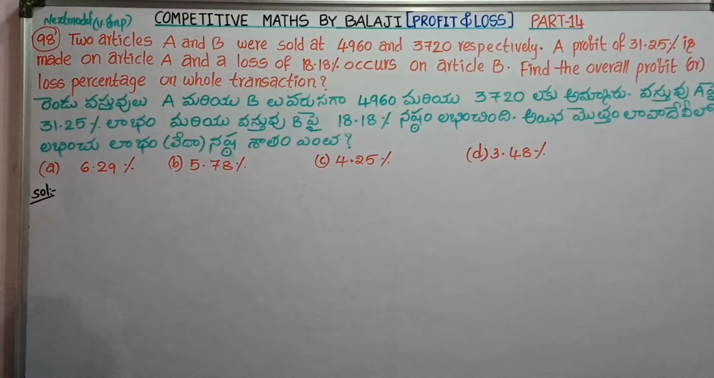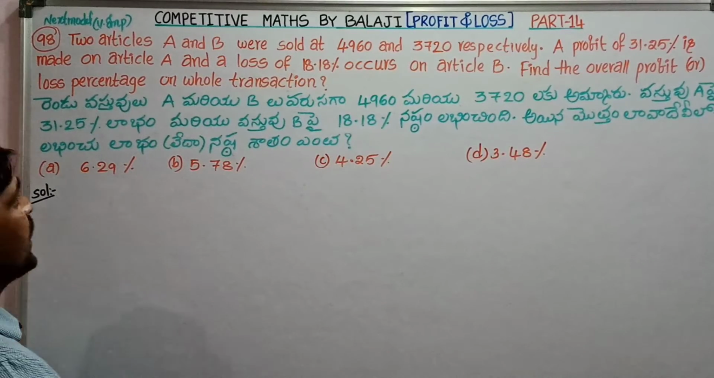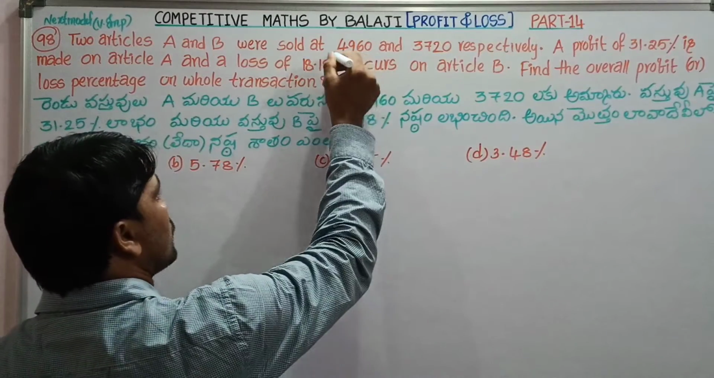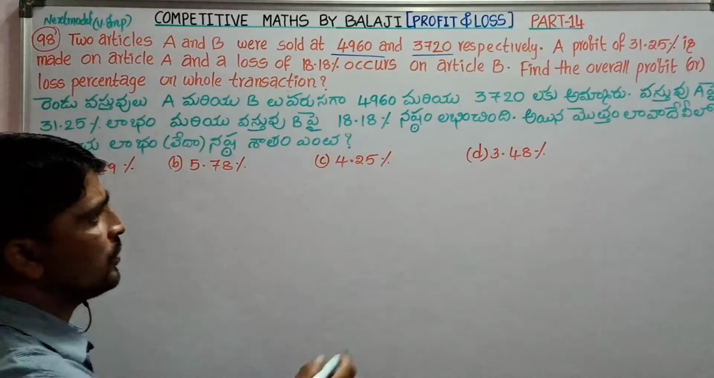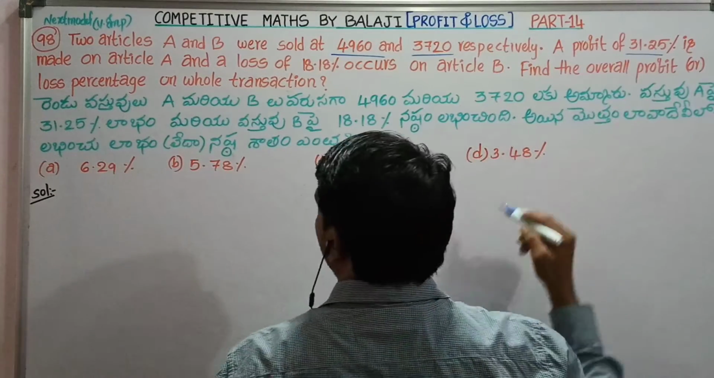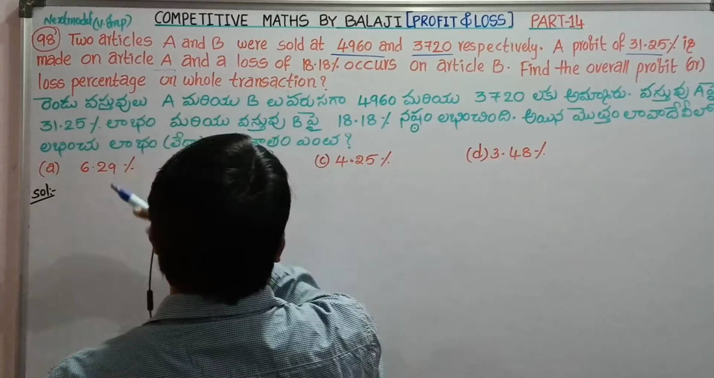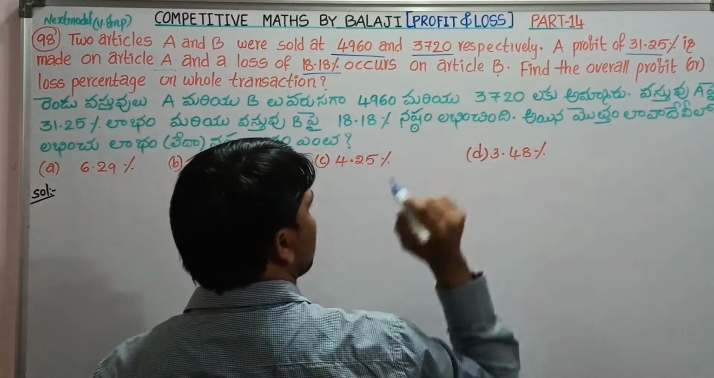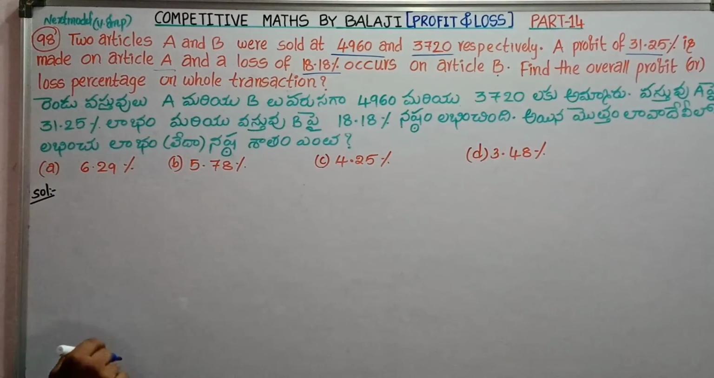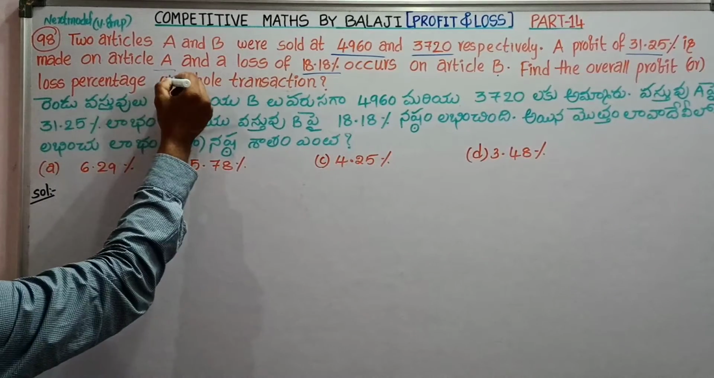Next model question, very important model problems these are. 98. Two articles A and B were sold at rupees 4,960 and 3,720 respectively. A profit of 31.25% is made on article A and a loss of 18.18% occurs on article B. Find overall profit or loss percentage on whole transaction.